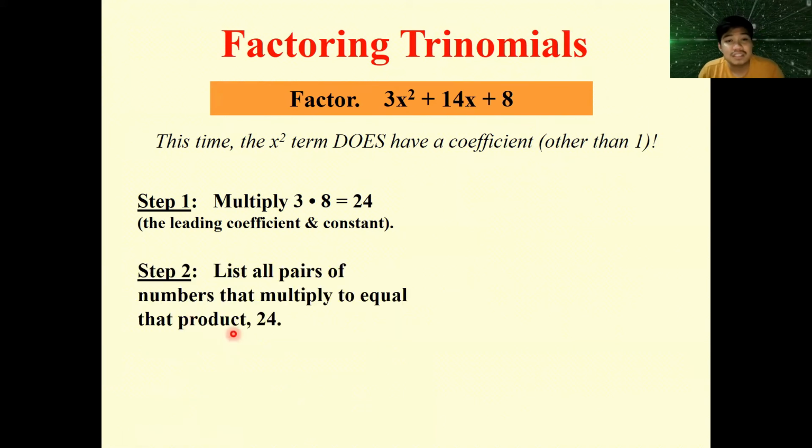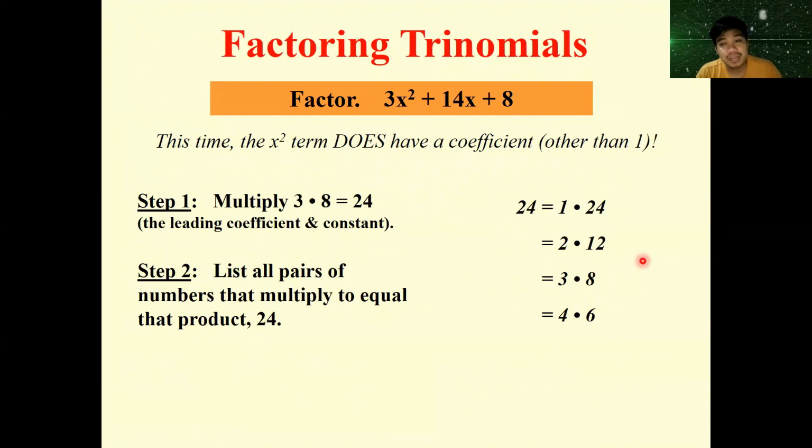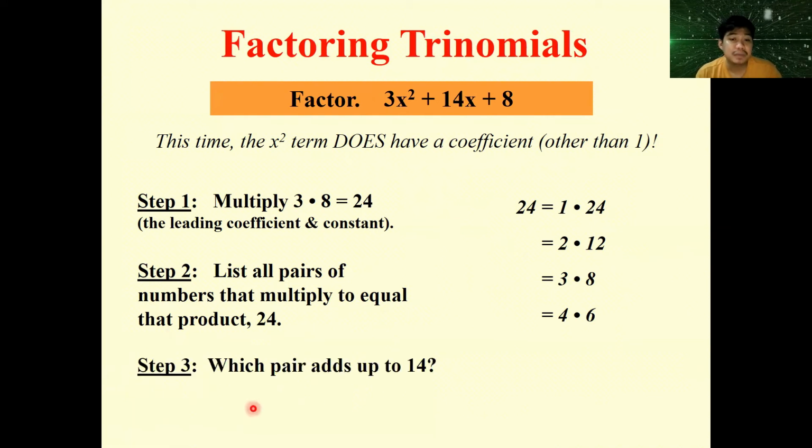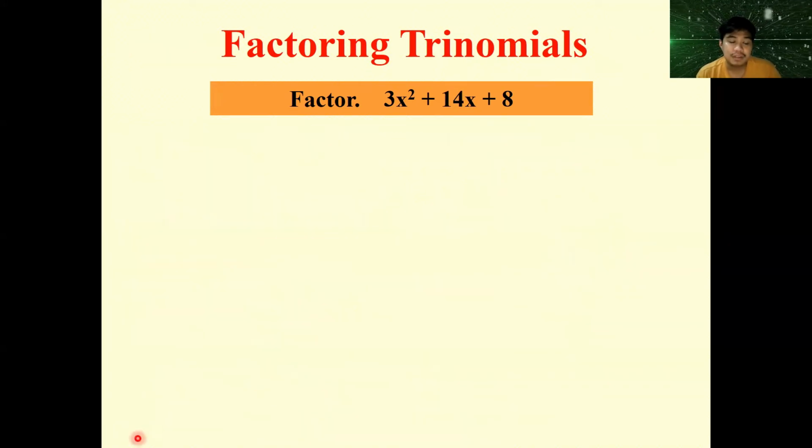And then after that, list all the pairs of numbers that multiply to equal the product 24. So we are going to list all the possible pairs whose product is 24. So we have 1 and 24, 2 and 12, 3 and 8, and 4 and 6. And the next step, which pair adds up to 14? So we are going to look for the pair that, when we add them, the answer is 14. As we can see here, it's obvious that 2 and 12 are what we're looking for. Okay, 2 and 12.